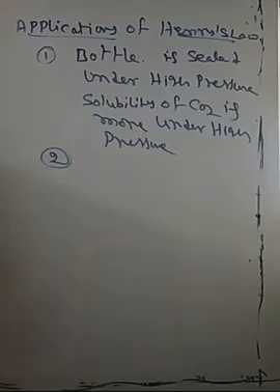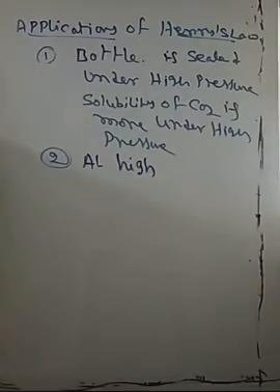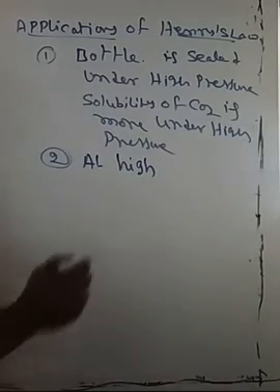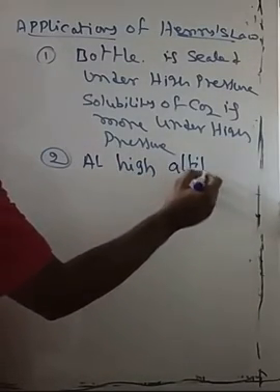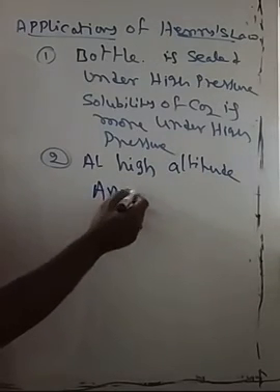The second application: at high altitude, what happens? The partial pressure of oxygen is less than at ground level. Therefore, the concentration of oxygen in the blood and tissues of people living at high altitudes is low, and low blood oxygen causes symptoms of anoxia. One of the diseases is anoxia.